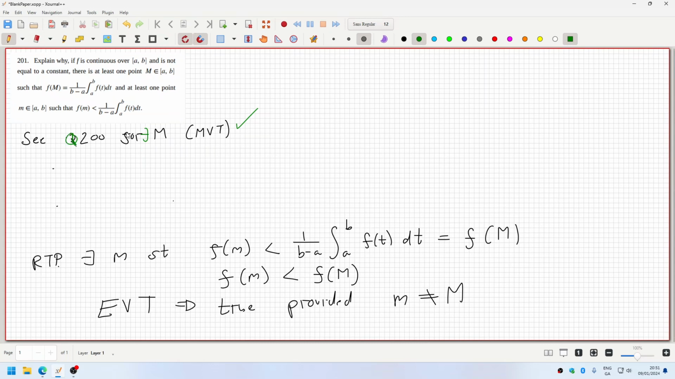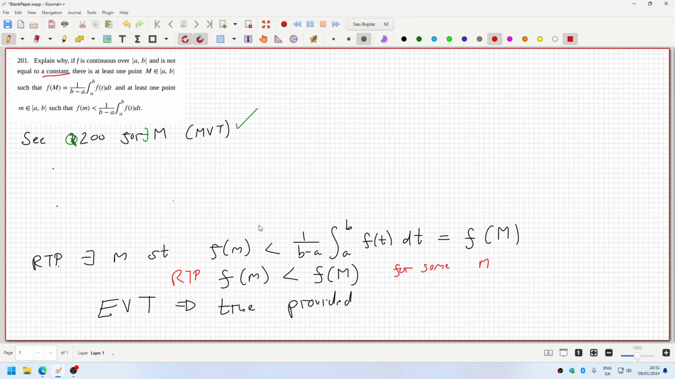Okay, question 22. Yeah, okay. And then we're required to prove there exists an m such that f(m) is less than this, which we know is equal to f(M). So in other words, we're required to prove that this is less than that for some m. But the extreme value theorem says that this is true, provided that m does not equal M. So the only thing I'm not 100% happy on is the equal situation, but I think that is why it says not equal to a constant.